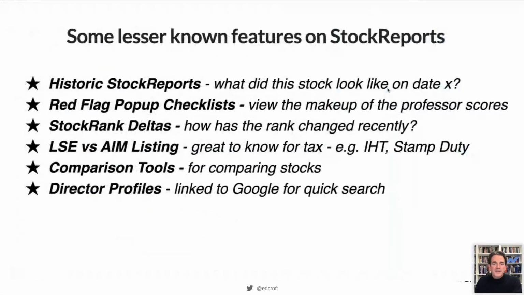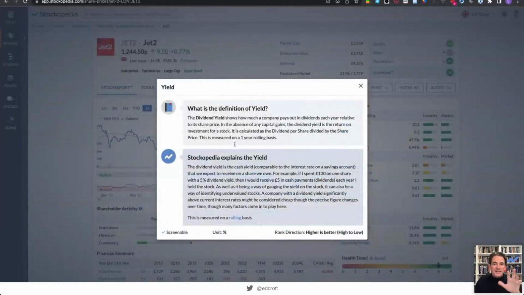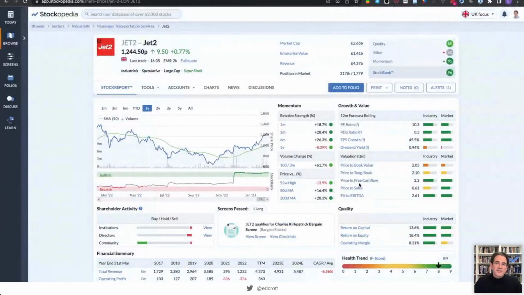So next up, the red flag pop-up checklist. Oh, before I do that, everything's clickable. If you don't know what something is, just click it. You'll get a pop-up that explains what it does. Quite helpful. We put quite a lot of effort into that. It's a really educational page, the stock report.